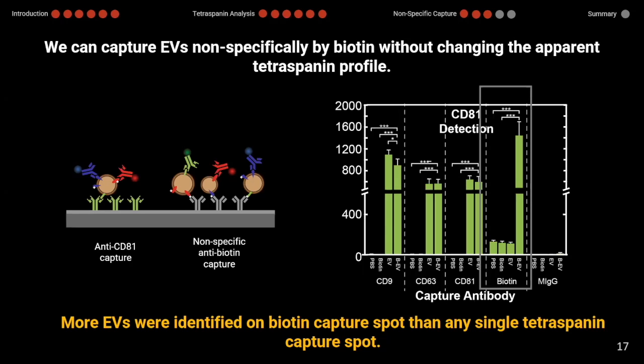Next, we started looking at our biotin capture spot. So this was our non-specific capture spot that should be grabbing EVs that were biotinylated. Here we found that compared to any of the single tetraspanin capture spots, we were actually detecting more EVs on this non-specific capture spot. This was really exciting. It meant that we may get increased sensitivity to our EVs when we did this non-specific capture method compared to using these single capture spots. So before moving on to our ovarian cancer markers, we wanted to just check that this biotinylation worked for many different populations of EVs. So we did the same biotinylation on our serum and placental mesenchymal stem cell EVs that I had talked about previously.